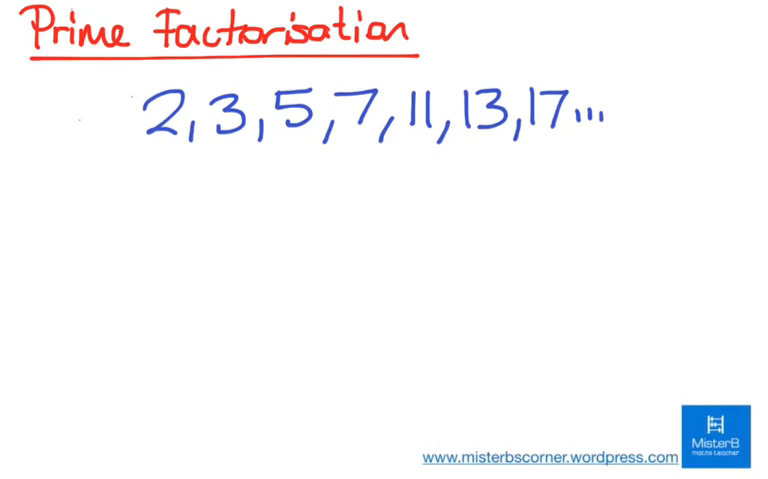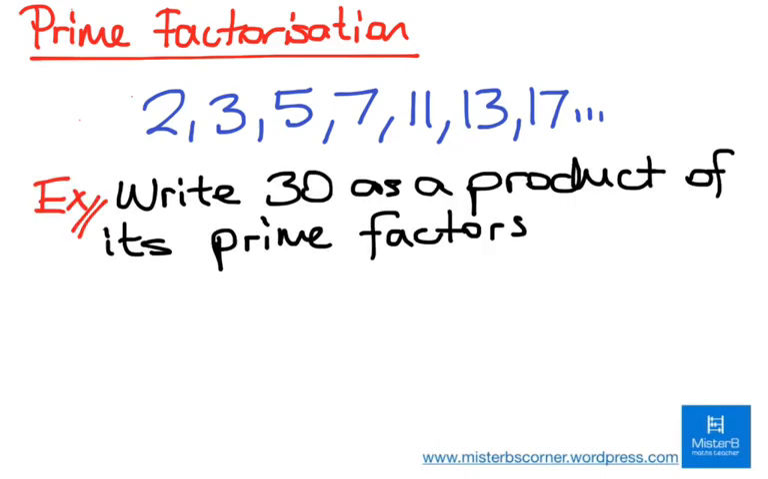So, the idea is as follows. Let's see this example now. Write 30 as a product of its prime factors. Now, here, product means multiplication of numbers. In this case, it's going to be prime factors. So, let's try to figure out those factors.